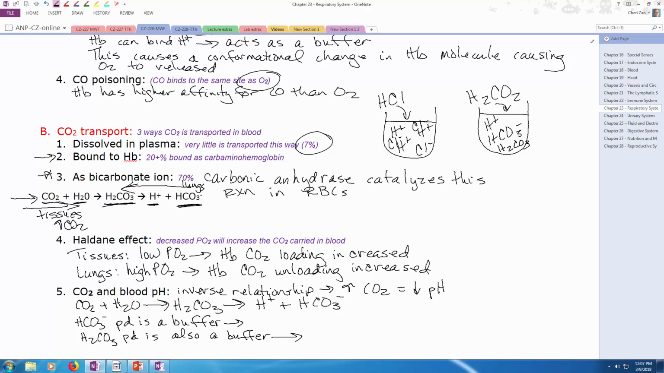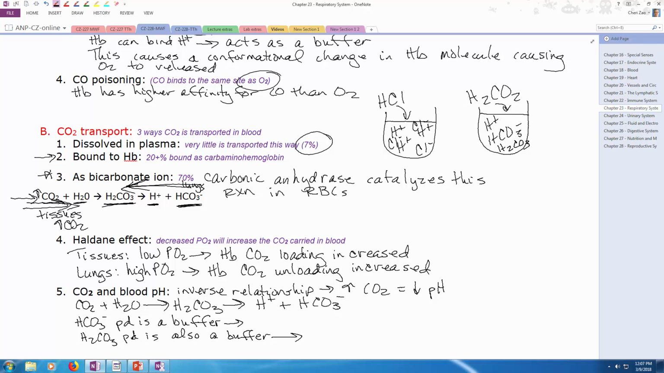The higher the carbon dioxide level, the more it pushes it in that direction. And the lower the carbon dioxide level, the more you will push it into the opposite direction. So that carbon dioxide level is really important as to which way you drive that equation.